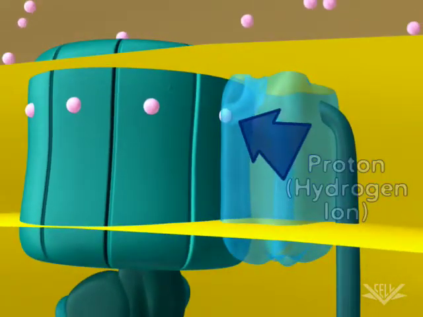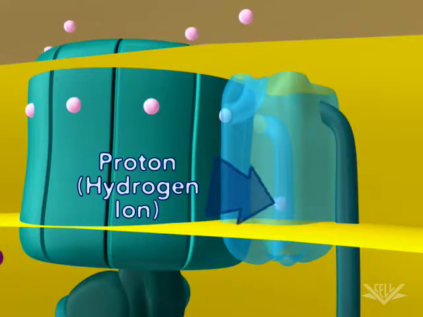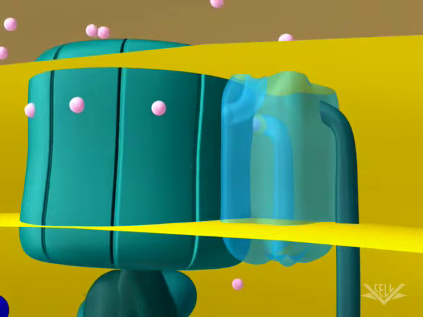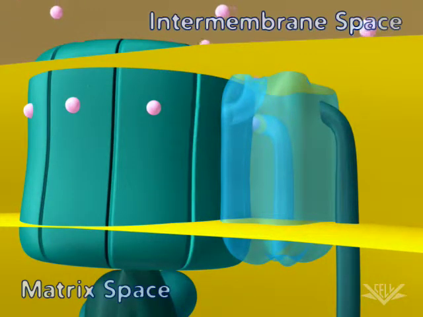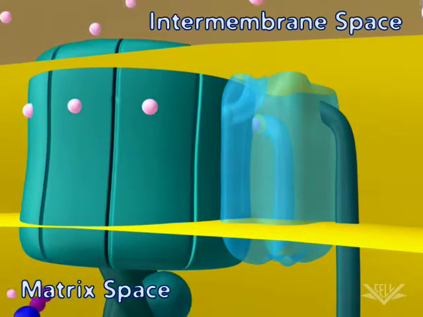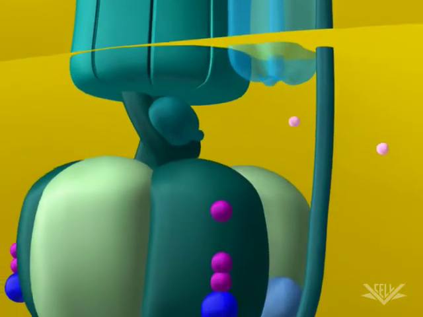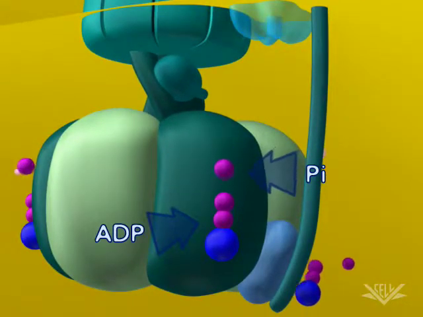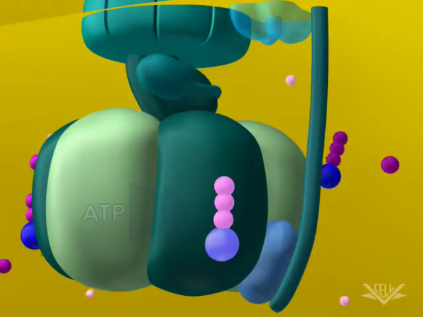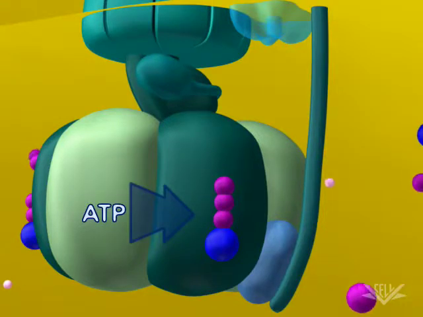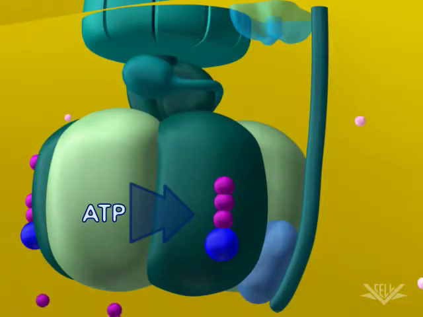One hydrogen ion enters the ATP synthase complex from the intermembrane space, and a second hydrogen ion leaves it on the matrix side. The upper part of the ATP synthase complex rotates when a new hydrogen ion enters. Once 3 protons have entered the matrix space, there is enough energy in the ATP synthase complex to synthesize 1 ATP. In this way, the energy in the hydrogen ion gradient is used to make ATP.